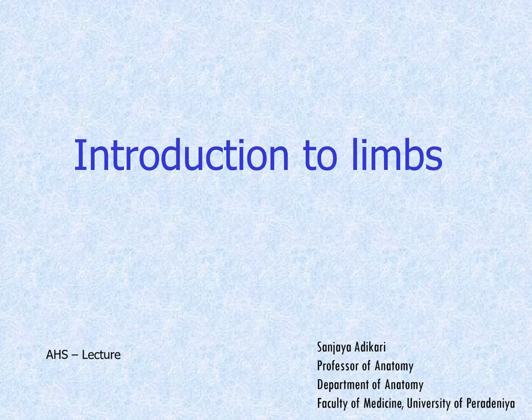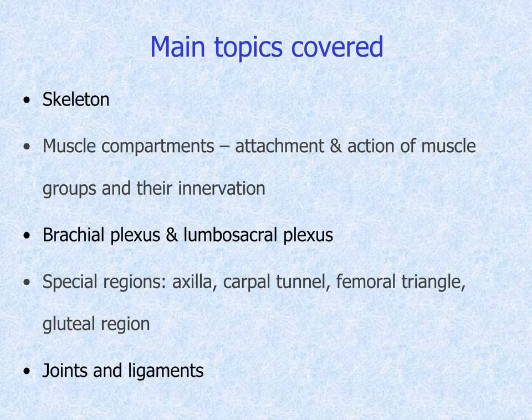Introduction to limbs. In this short lecture, we will be introducing you to the upper limb and the lower limb. During the lecture, we will touch upon these main topics: the skeleton of the two limbs, the muscle compartments, where we will be discussing the attachment and action of muscle groups in each of these limbs and their innervation. Innervation means the nerve supply.